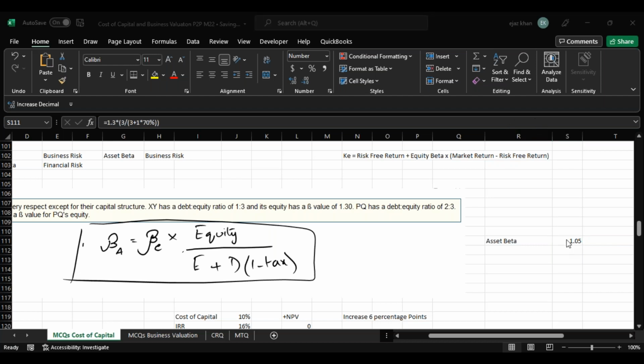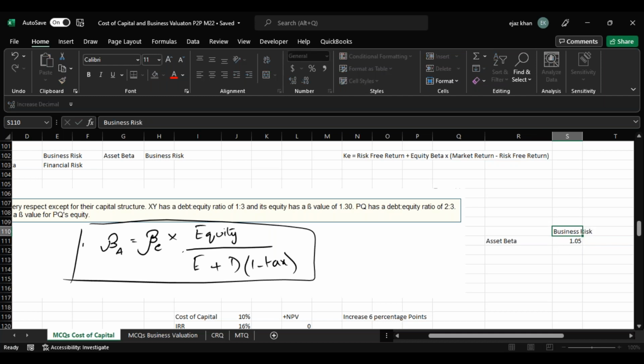So it's 1.05. Now, this asset beta shows only the business risk. The additional 0.25, which was there in the equity beta, was showing the financial risk of this company. Now we have offloaded the financial risk of XYZ company, and now it shows only business risk.